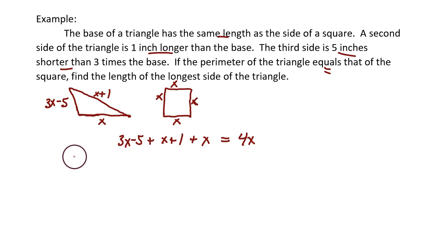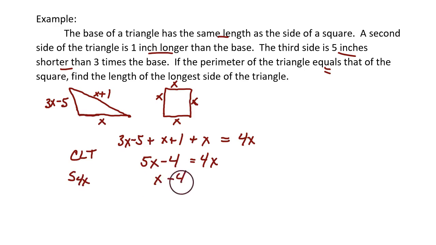That takes care of step 2 of the problem-solving plan, where you take your algebraic expressions and create an open sentence. Step 3 is to solve the open sentence. Let's combine like terms. 3x plus x is 5x. Negative 5 and positive 1 is negative 4. And that equals 4x. Now subtract 4x from both sides. This makes 1x minus 4 equals 0. Now add 4. We get x equals 4.